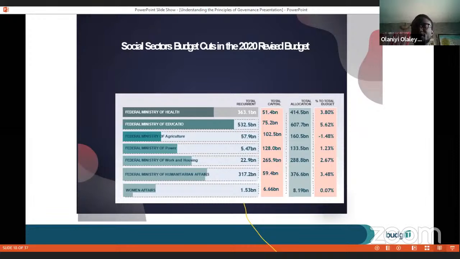education. For the 532 billion in 2020, government is only spending 75 billion for the education sector. What is the percentage of this education budget? Only 5%.